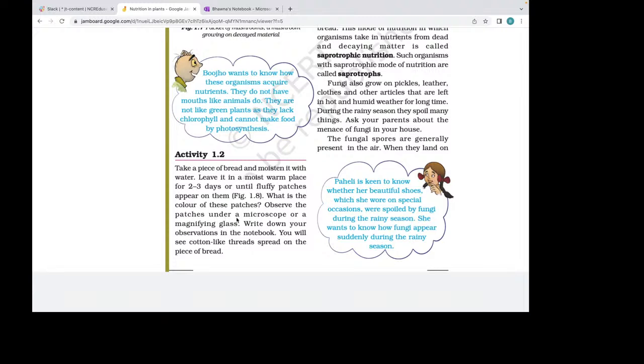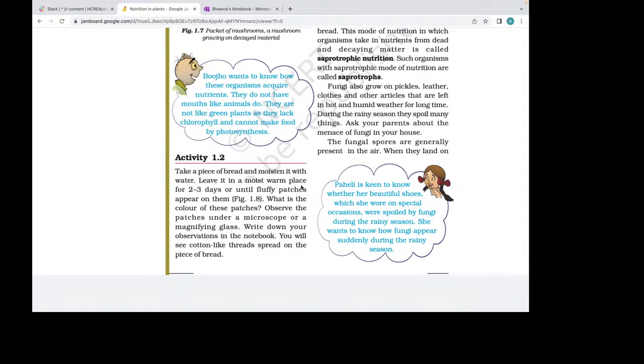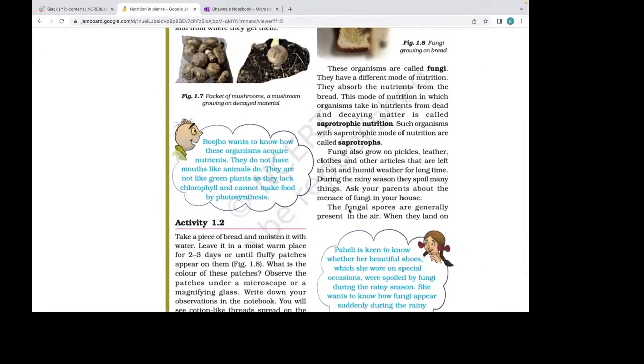Observe the patches under a microscope or a magnifying glass. Write down your observation in the notebook. You will see cotton-like threads spread on the piece of bread. So what are these cotton-like threads spread on the piece of bread? These organisms are called fungi.